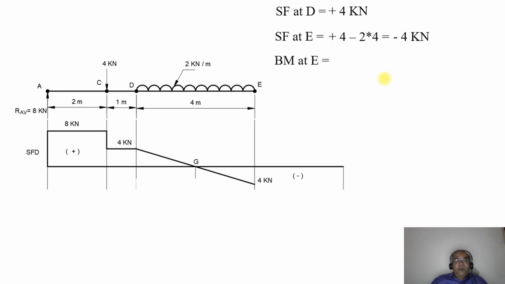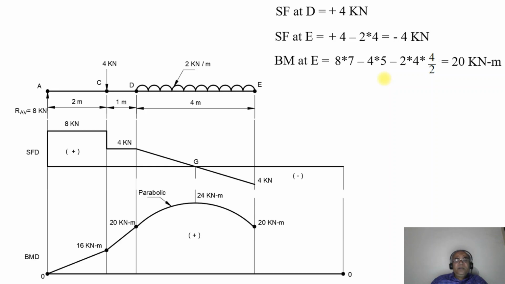Then what will be the BM at the point E now? BM at the point E will be equal to plus 8 into 7 minus 4 into 5 minus 2 into 4 into 4 by 2. On simplification, you will get it as 20 kilonewton meter. So from here, it takes up to 20 kilonewton meter. Now we will consider only the point. We cannot draw the parabolic curve, because we are not able to get the maximum bending moment. Since the sign is changing in the shear force, the bending moment will be maximum at that particular point.